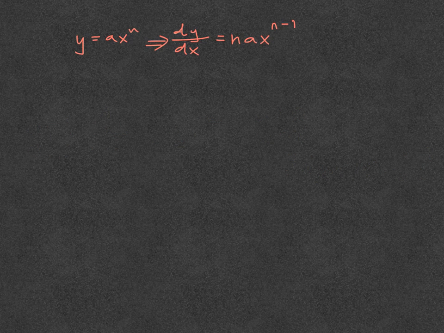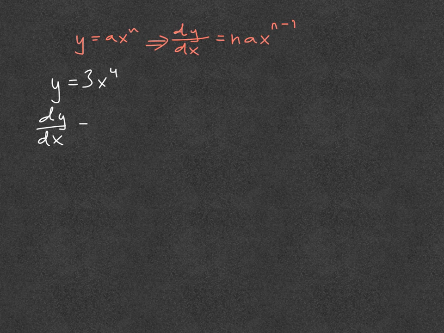So maybe 2 more examples. We have the function y equals 3x to the power of 4. We want to differentiate this, dy dx. We need to take the n, which is 4, multiply that with 3x, and then to the power of 4 minus 1, which is going to be 12x to the power of 3.